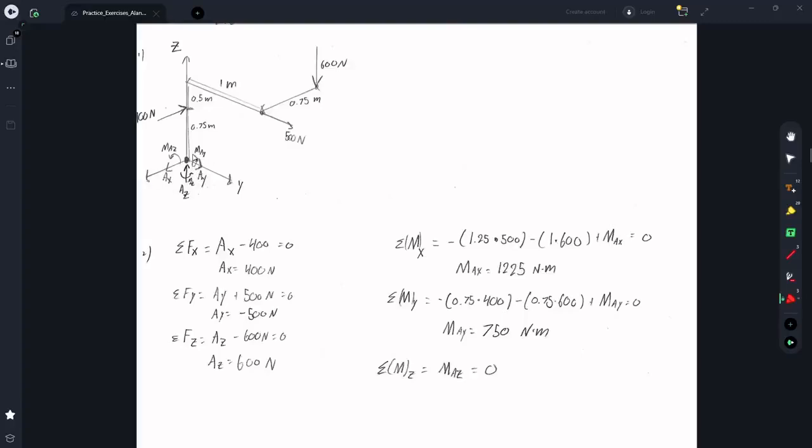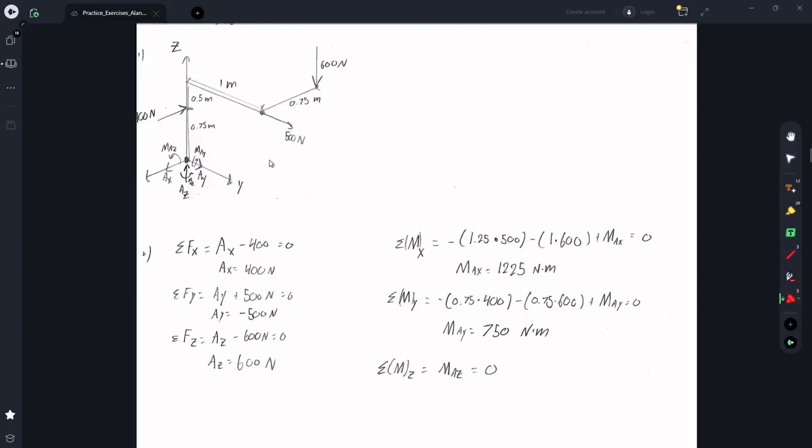So to get the sum of the moments around the x-axis, which is this axis, there's 2 directions of forces that we have to watch out for. So we have a moment caused by this, which gives a clockwise moment about the x-axis, so that one is negative. That was this one right here. So the moment arm was 1.25 because this is 0.75 and this is 0.5.